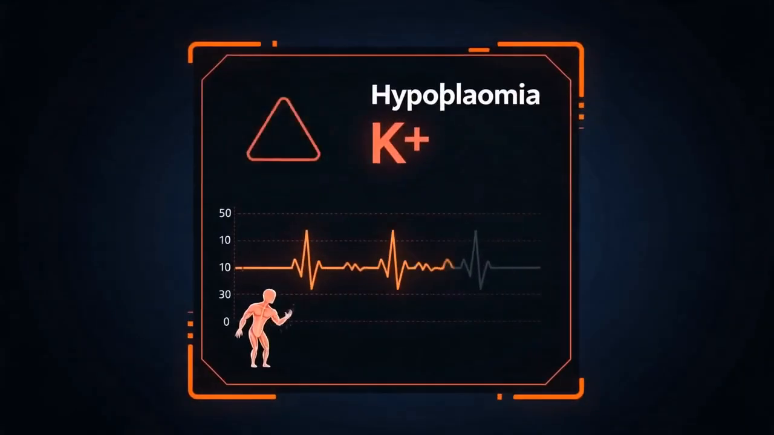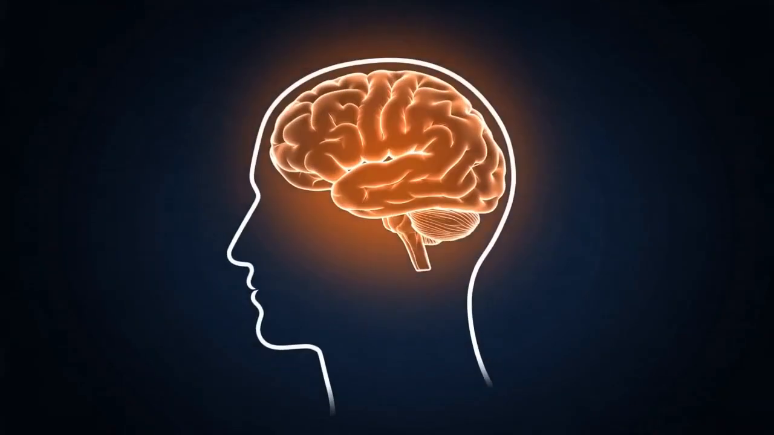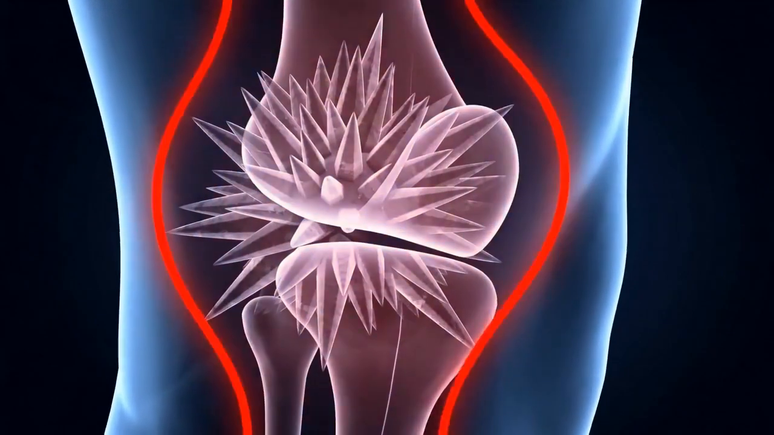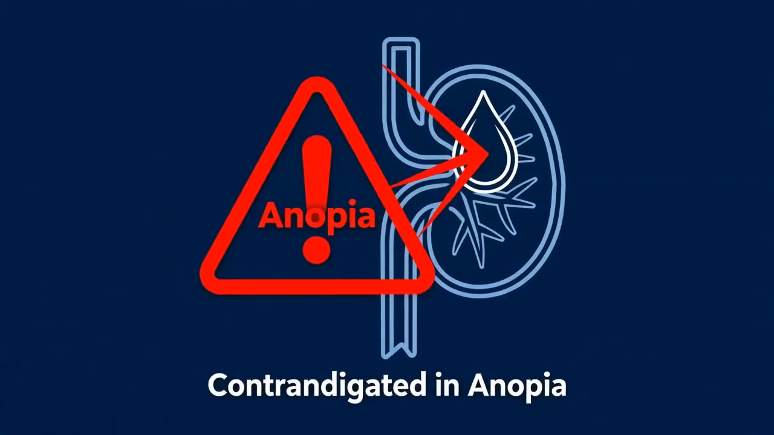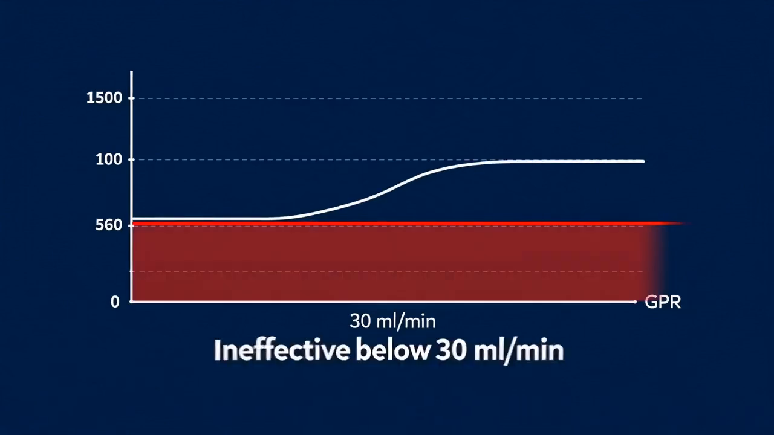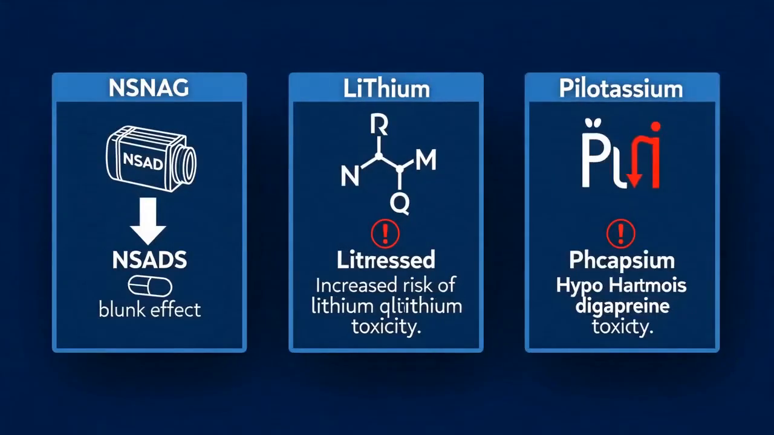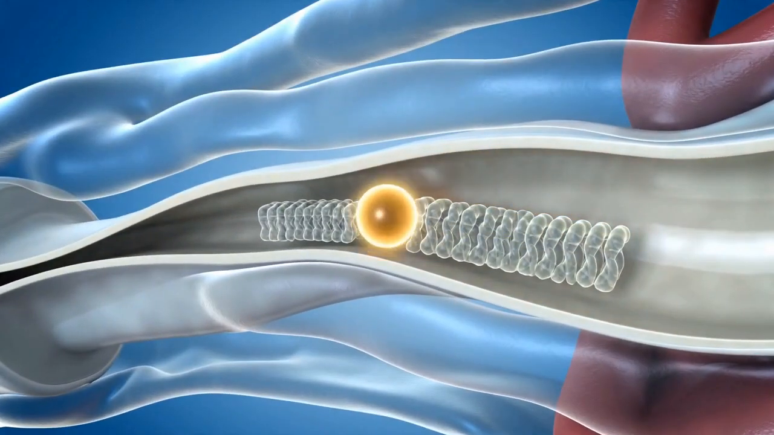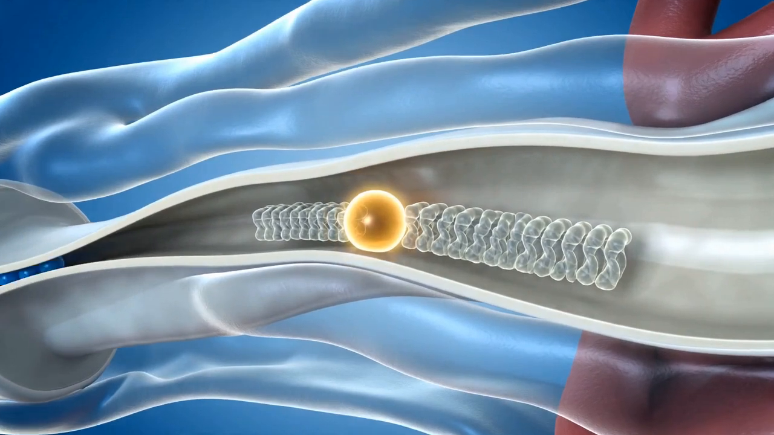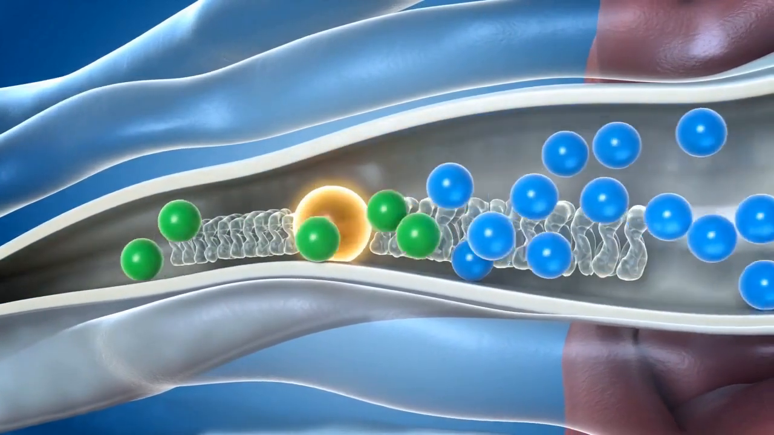Contraindications. Thiazides are contraindicated in patients with anuria, no urine output, since there's nothing to diurese. They should be used cautiously in patients with severe renal impairment because they lose effectiveness when GFR drops below 30 milliliters per minute. Loop diuretics are preferred in these patients. Metolazone is an exception and works even in low GFR states.